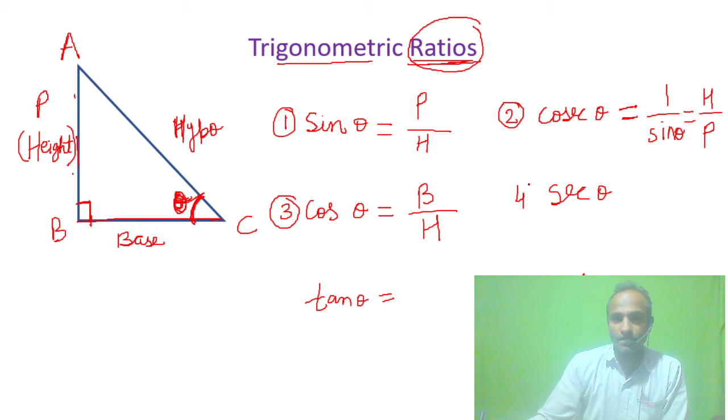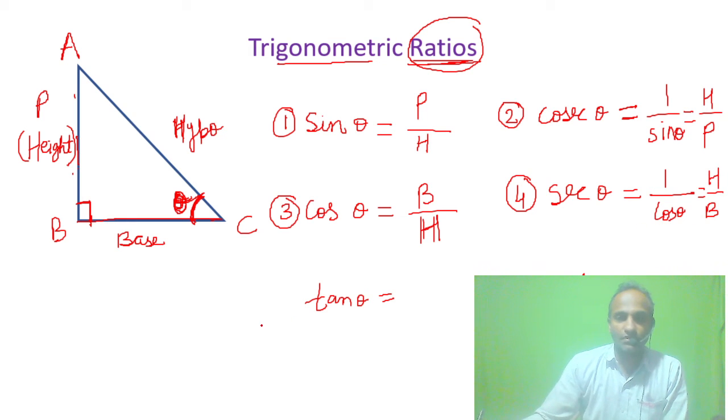Now the fourth trigonometric ratio is sec of angle theta. Sec theta is the reciprocal of cos theta, so we can write 1 upon cos theta. So it will be the reciprocal of this, hypotenuse upon base.